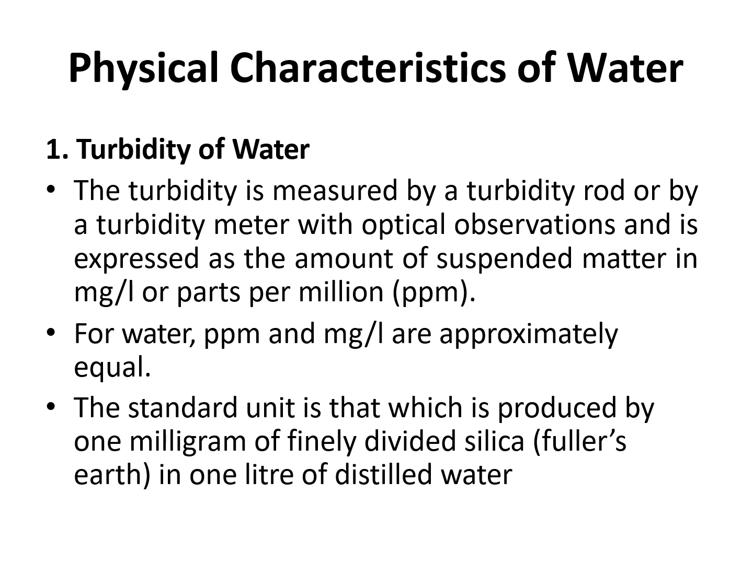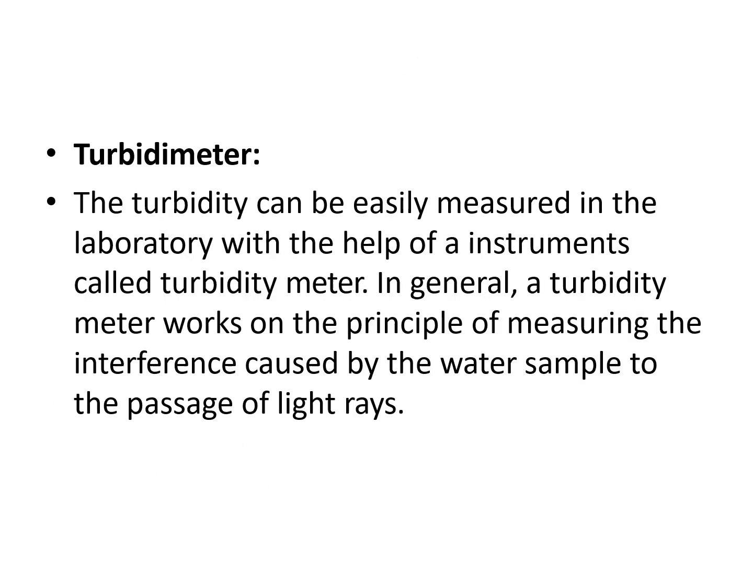It is expressed in parts per million, ppm, or milligram per liter. Turbidity is easily measured by using a laboratory instrument called the turbidity meter. The principle is measuring the turbidity by passing light rays through the water sample.